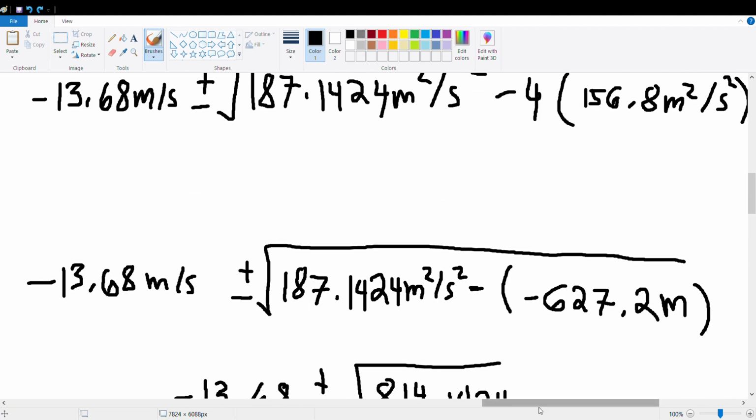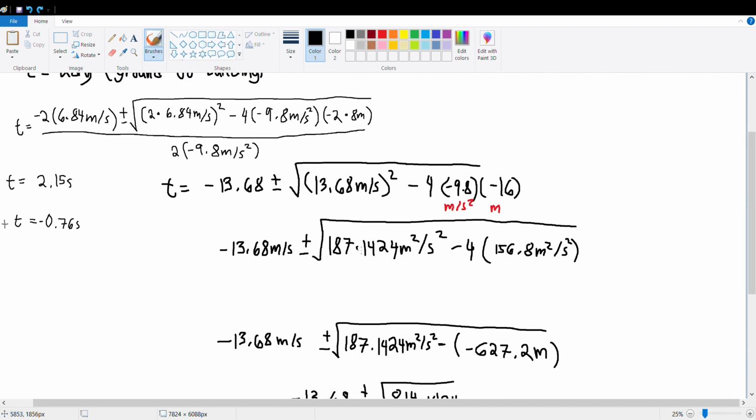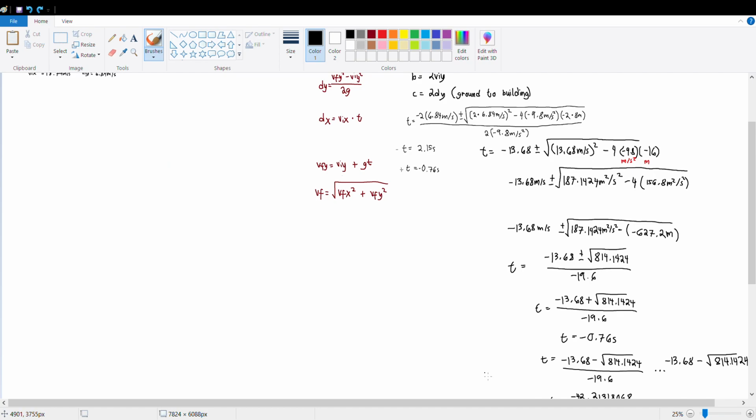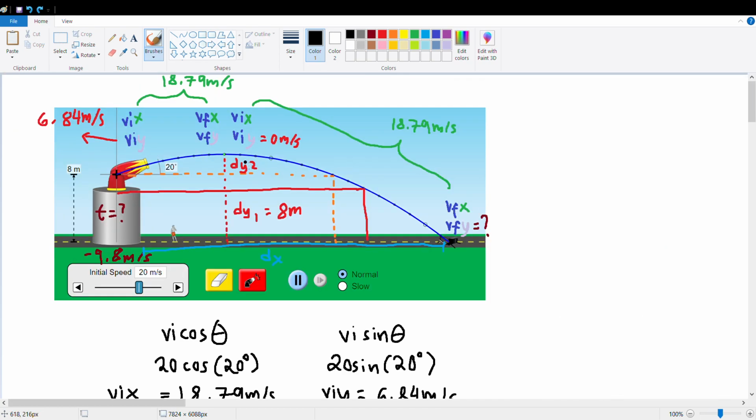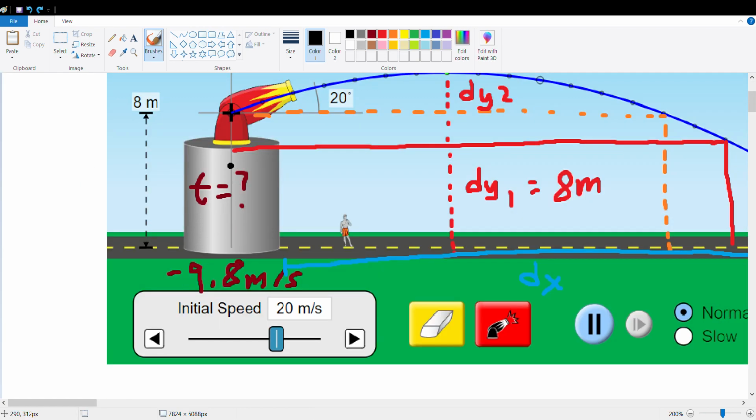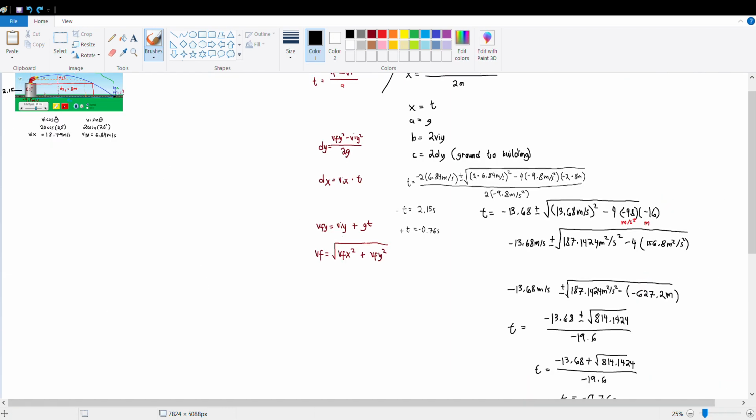Okay, now that we have the time formula and I possibly explained it, hopefully, we're trying to find the dy next. Okay, now that we have time, I'll just put this here. Time equals 2.51. I mean 2.15. It's time to solve for d.